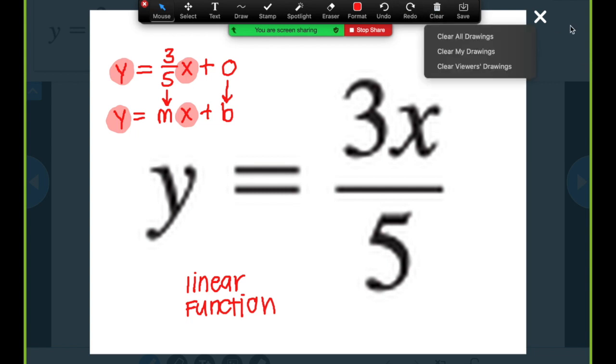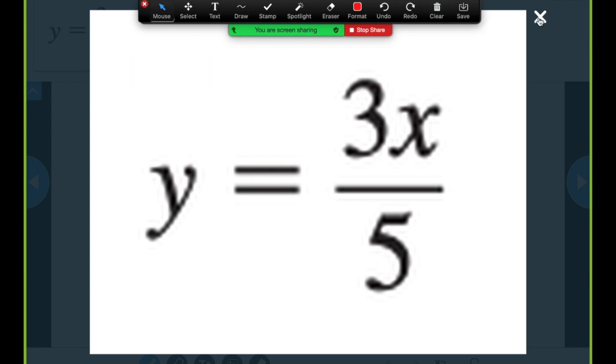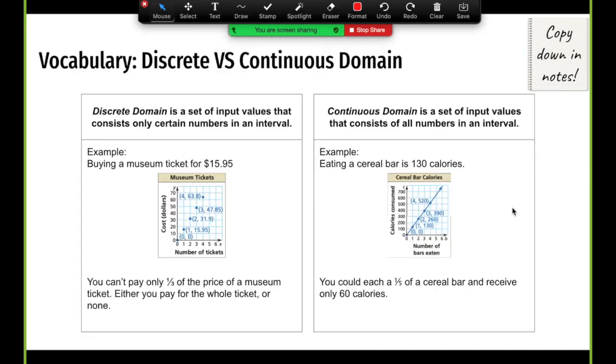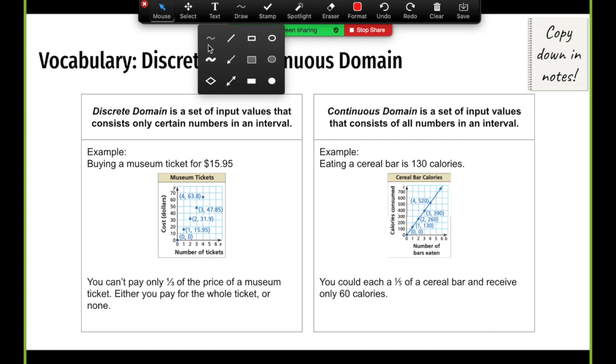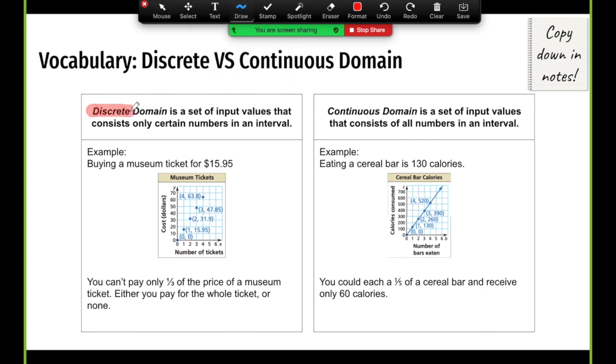So let me clear this and let's move on. Okay, so vocabulary: what is the difference between a discrete versus continuous domain? A discrete domain is a set of, or let me highlight it so that you know what I'm talking about. A discrete domain is a set of input values that consist of only certain numbers in an interval.